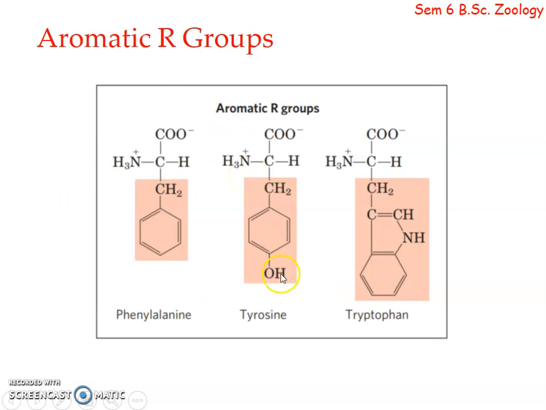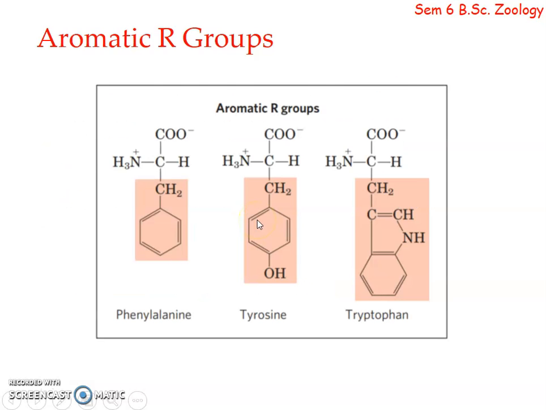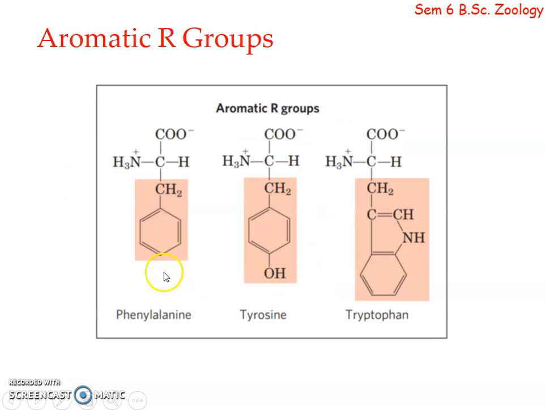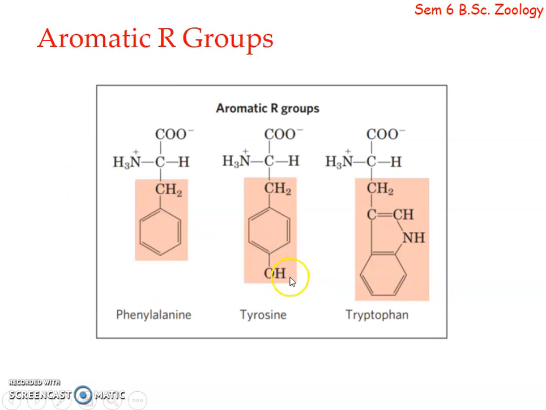The tyrosine, you can see it contains a hydroxyl group, and this hydroxyl group can form hydrogen bonds. So it is a very important functional group in some enzymes. Tyrosine and tryptophan are more polar than phenylalanine, so phenylalanine is more hydrophobic in nature. These can form hydrogen bonds, so they can very well interact with water molecules. So they are less hydrophobic as compared with phenylalanine. These are the aromatic compounds: phenylalanine, tyrosine, and tryptophan.